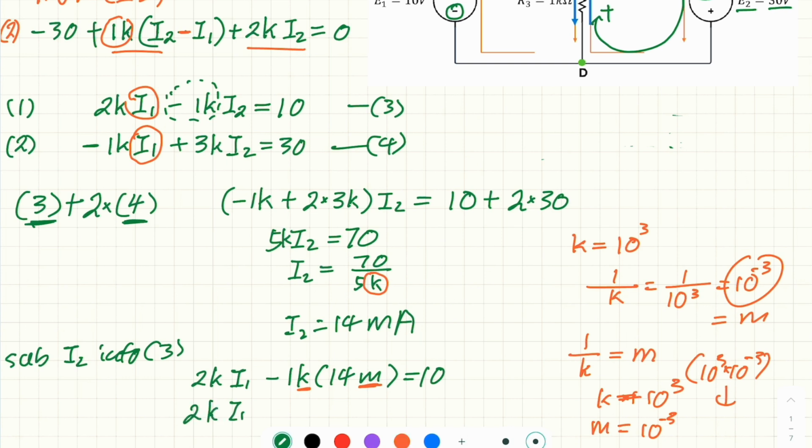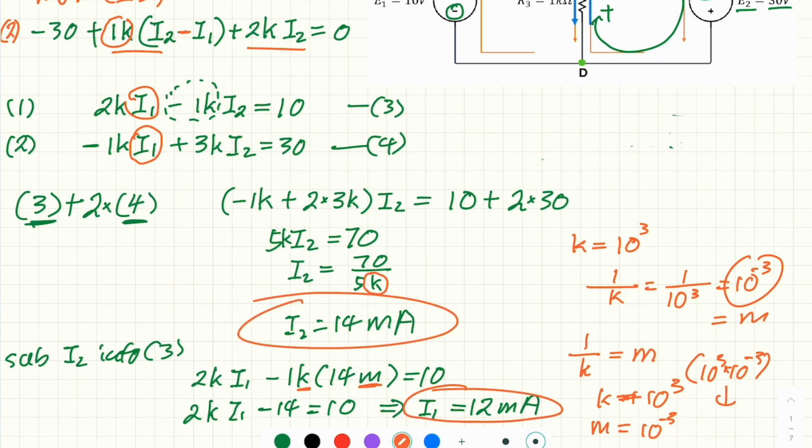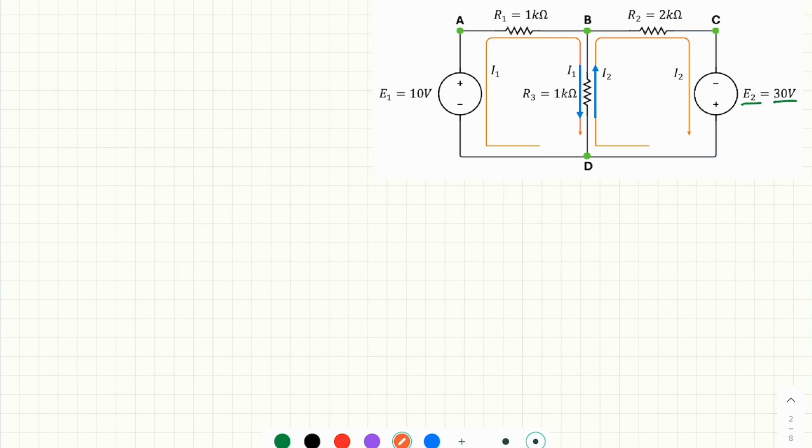2k I1 minus 14 equals 10. And of course, when you solve this equation, you will find I1 equals 12 milliampere. So now we have I1 and I2. We find I1 equals 12 milliampere, I2 equals 14 milliampere.